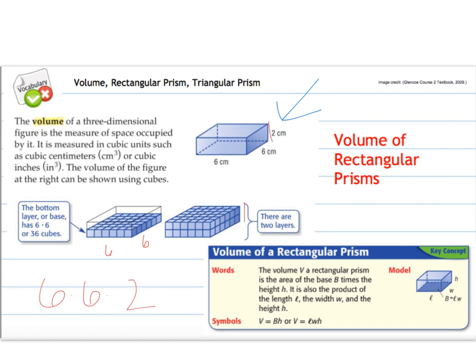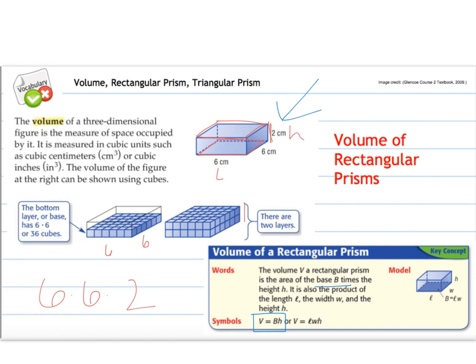The formula for this, for volume, is going to be volume equals capital B, which stands for the base area, and then H, which is the height from base to base. So if you look at this image, this 6 by 6 square, technically, is your base because it's parallel to this top one, and the difference between them is that height.